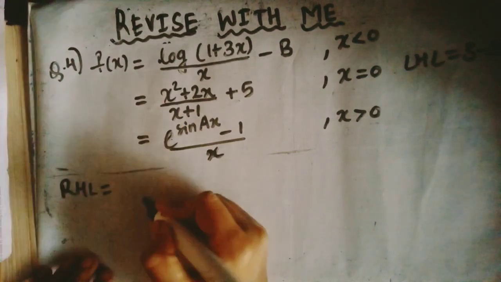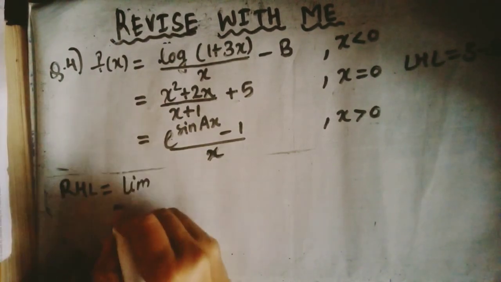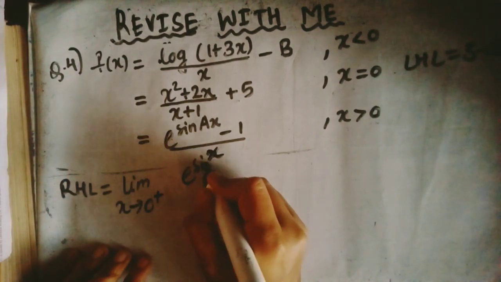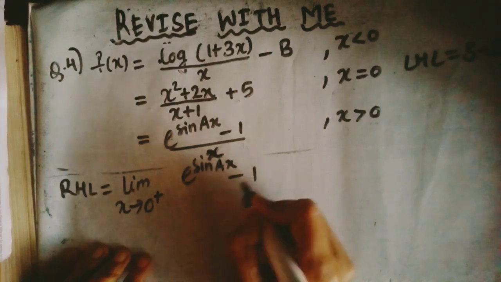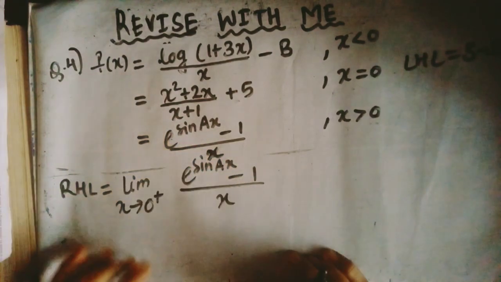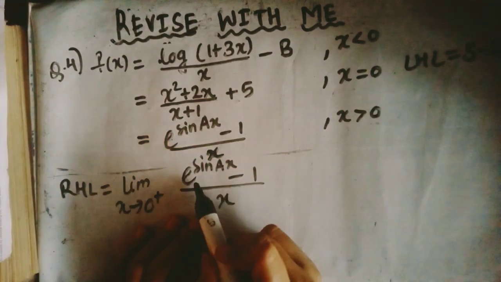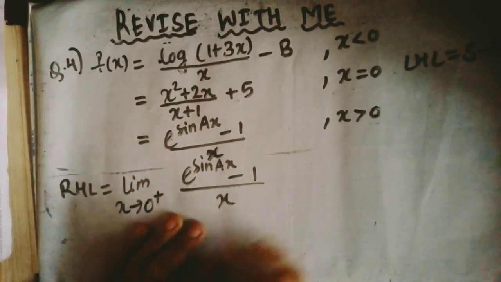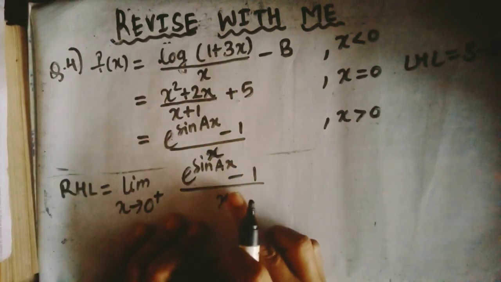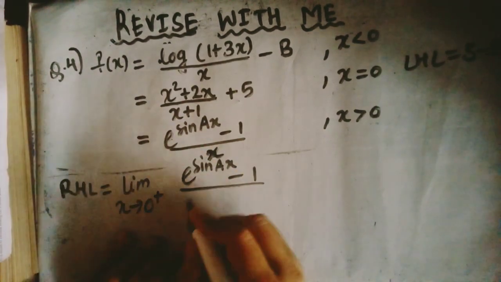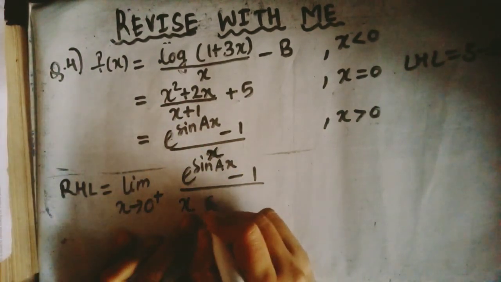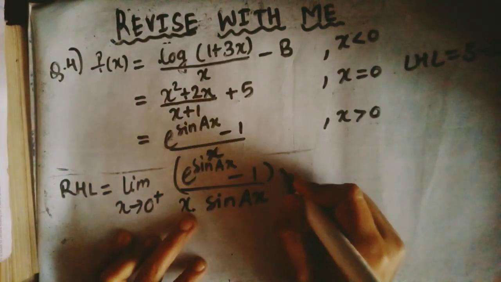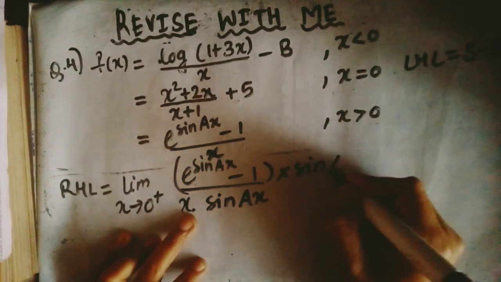Right hand limit as x tends to 0 plus e raised to sine ax minus 1 upon x. Whenever the term is with e raised to something, we need in the denominator also that term. So I'll just multiply x, I'll write here sine ax into sine ax.